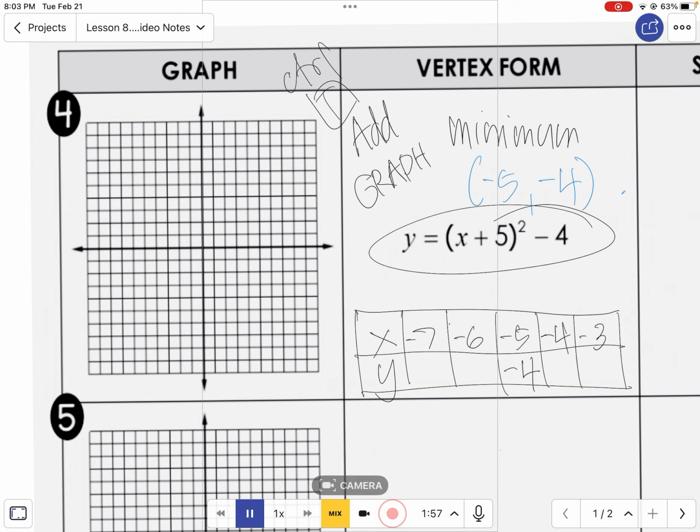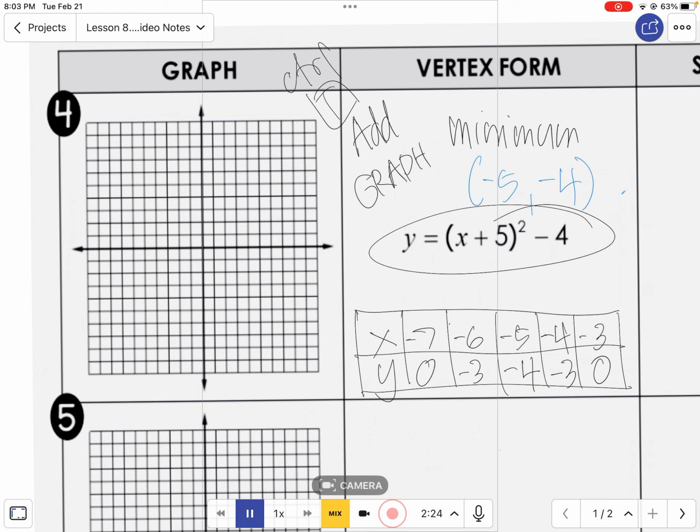When x is -4, we replace x by -4 and end up with 1. 1 minus 4 is -3. When x is -3, -3 plus 5 is 2, squared is 4. 4 minus 4 is 0. So since I know (-3, 0) goes on the right side, then the same thing should be on the left side.